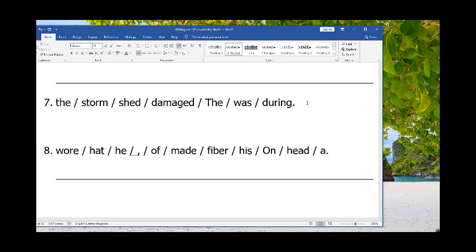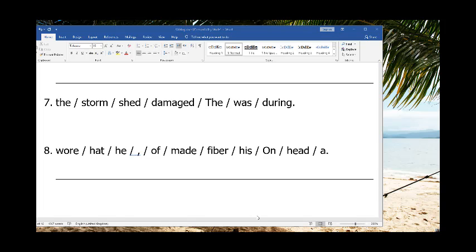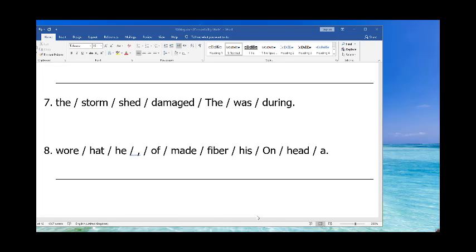Storm, you know storm when you have a lot of thunder and lightning and rain. This is a storm. So what's the meaning of a shed? Do you know what's the meaning of a shed? A shed, this is a building like a small hut or a small room that you can find inside a jungle or a garden where you can keep stuff inside, or if it's raining you can go inside and have a shelter. It keeps you away from the rain. This is the shed. Okay? What's the meaning of damage? Yes, destroy. Okay? To destroy something, to damage. It's not working anymore. The and was and during.